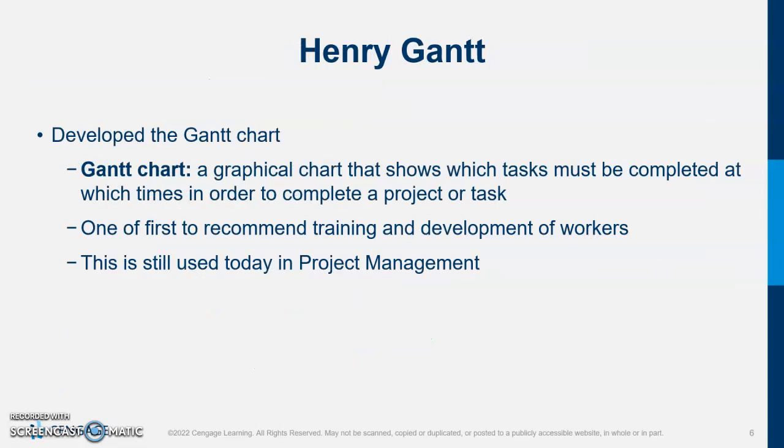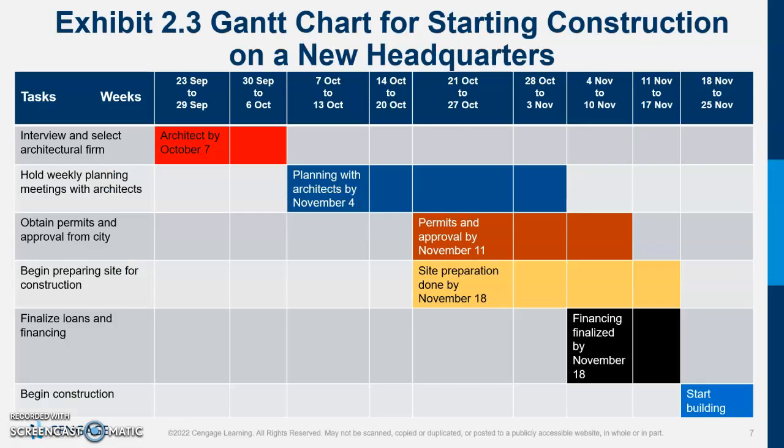Henry Gantt came up with the Gantt chart, and it's just a graphical chart that shows which tasks need to be completed in what order and at what time. And these are still used today. It's a very popular concept in project management. Here's just an example of a Gantt chart. If you haven't used one already in your career, you most likely will. I use them when I do projects myself.